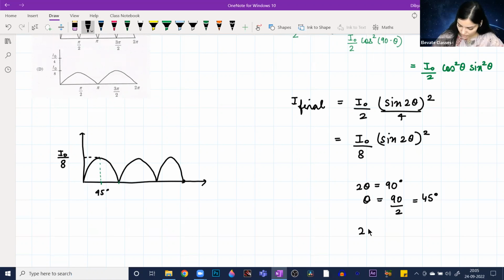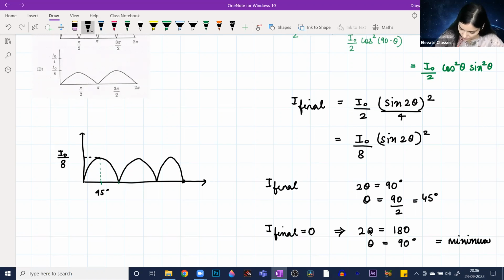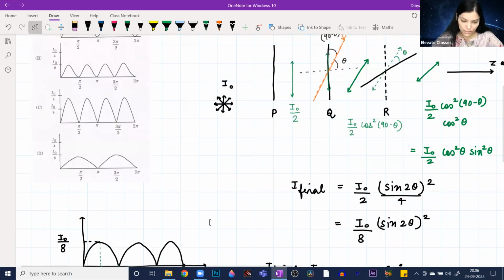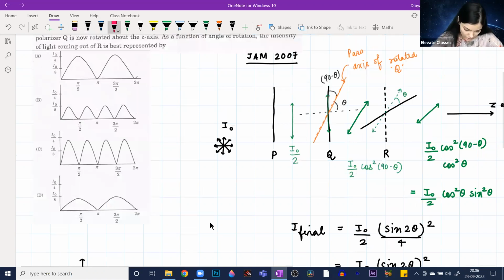And when 2 theta is equal to 180 degree, I should get minimum. That means my I final is equal to 0 when this is satisfied, and I final is equal to I naught by 8 when this is satisfied. So this should be 90 degree or pi by 2. This is pi by 2. This is pi by 4. So then I'll go back and check where this is satisfied. So this is satisfied in option number B, where this is pi by 2 and this is happening at pi by 4.